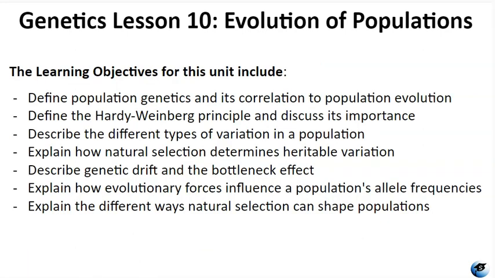The learning objectives for this unit include defining population genetics, its correlation to population evolution, talking about the Hardy-Weinberg principle and its importance. We'll describe the different types of variation in a population. We'll explain how natural selection determines heritable variation. We'll discuss genetic drift and the bottleneck and founder effects. We'll explain how evolutionary forces influence a population's allele frequency, and we'll explain the different ways natural selection can shape populations.